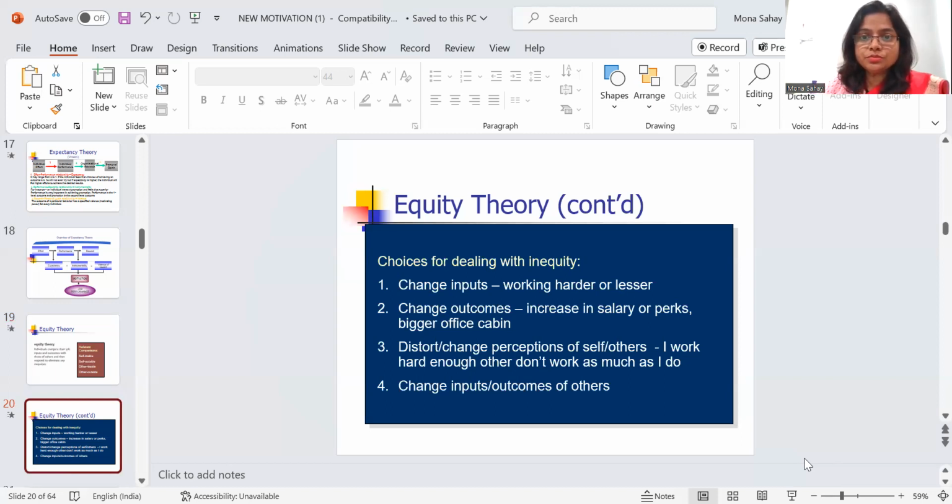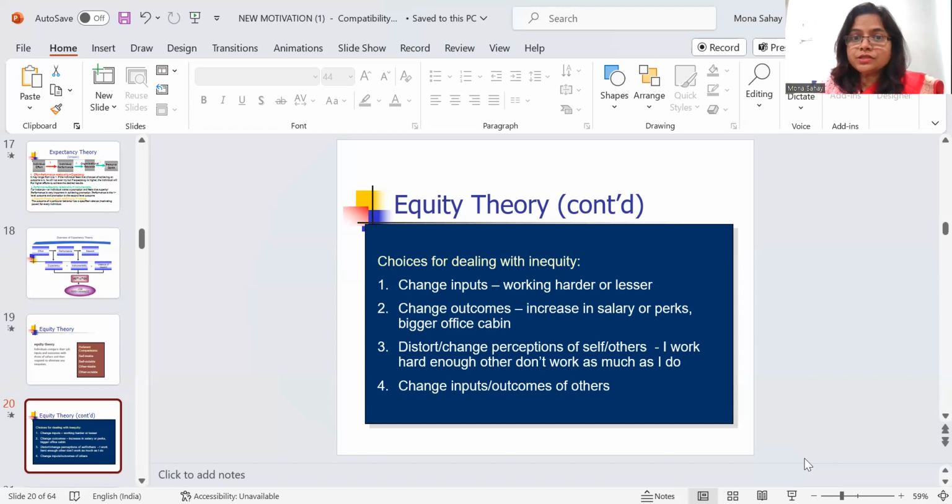Then change outcomes, that is increase in salary or perks or bigger office cabin. So what are the outcomes that they're looking for? Of course, when they think that they are being underpaid, that is, when compared to others, the outcomes that they are looking for is increase in salary or perks and also bigger office cabins. These are just some of the examples.